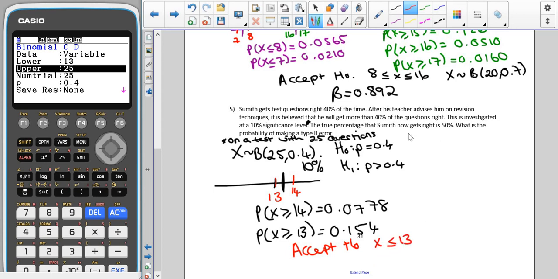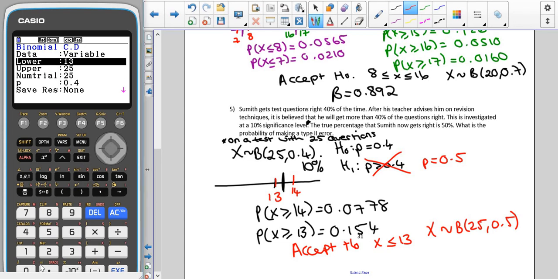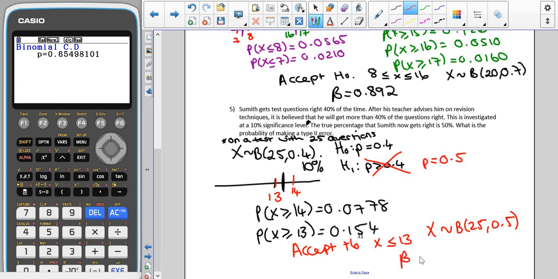We are then told that the actual probability percentage that he gets right now is 50%. So now we're saying that this is 0.5. We're still looking at the 25 questions. But now we've got a probability of 0.5 and we're trying to find the probability that it's less than or equal to 13. So our lower is 0, our upper is 13, the number of questions that we have is 25, and our probability is 0.5. So that gives us a beta of 0.655.